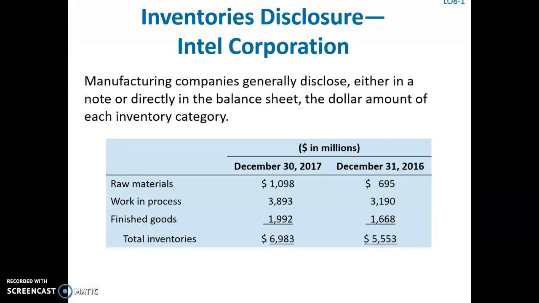Manufacturing companies generally disclose, either in a footnote or directly on the balance sheet, the dollar amount of each inventory category. For example, Intel, one of the largest semiconductor chip manufacturers, reports inventory of raw materials, work in process, and finished goods, as shown in this example.